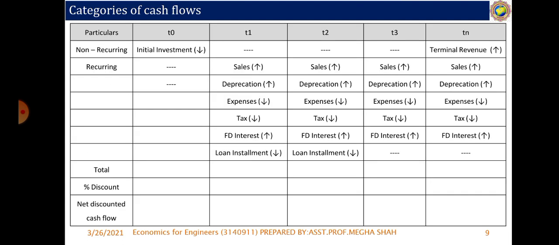Here we have already seen non-recurring expenses, recurring expenses, sales, depreciation expenses, tax, FD interest, loan installment. So how these incomes and expenses are written in a cash flow diagram shows a structure. Now moving on to the next slide.